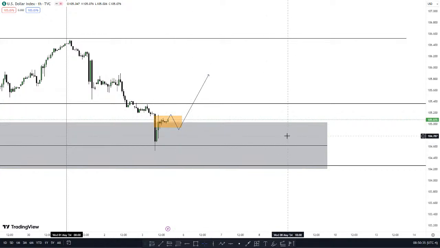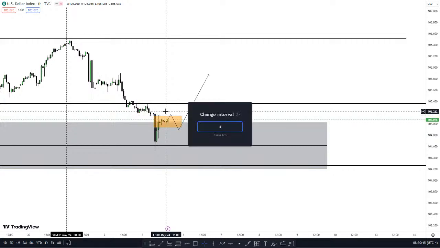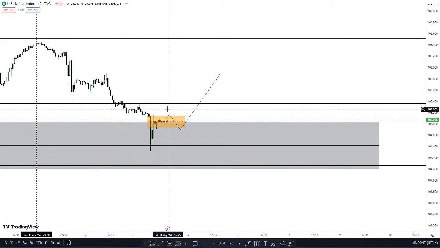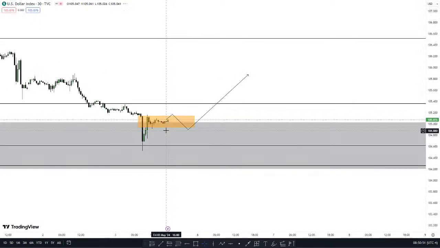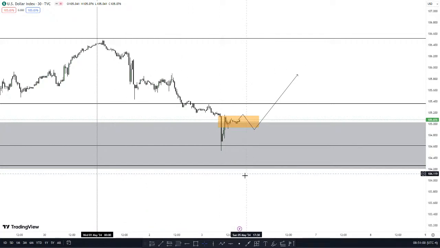So on this 1 hour chart, we don't have a fair value gap just yet, because we haven't closed above this bearish fair value gap. I'm going to drop down slowly. 45 minutes, still nothing yet. Now on a 30 minutes is going to be my high time frame structure.